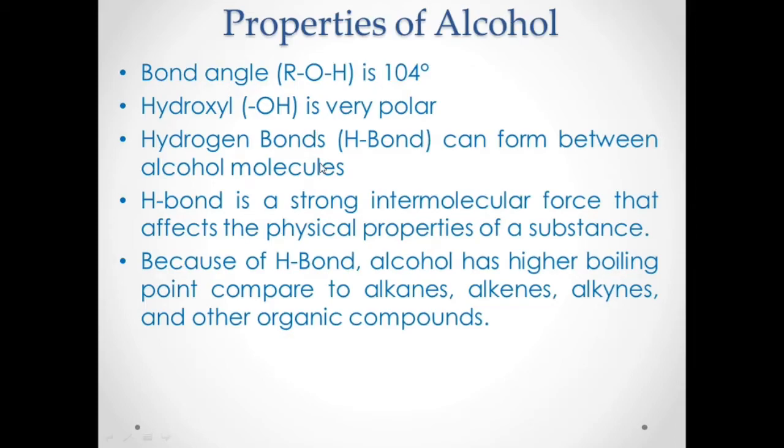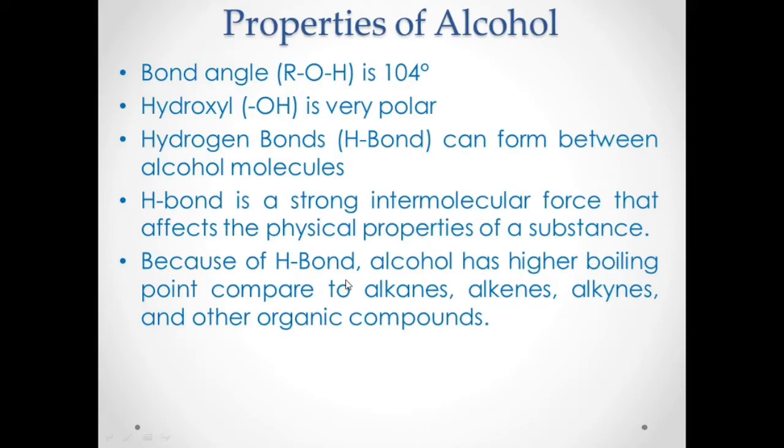Okay, so hydrogen bonds can form between two alcohol molecules, and your alcohol can also form hydrogen bonds with water. So what physical properties are attributed to your alcohol because of hydrogen bonding? We have a higher boiling point compared to alkanes, alkenes, alkynes, and other organic compounds. So you would expect that alcohol has a higher boiling point than your alkanes, alkenes, and alkynes because of hydrogen bonding. So how does this hydrogen bonding exhibit?